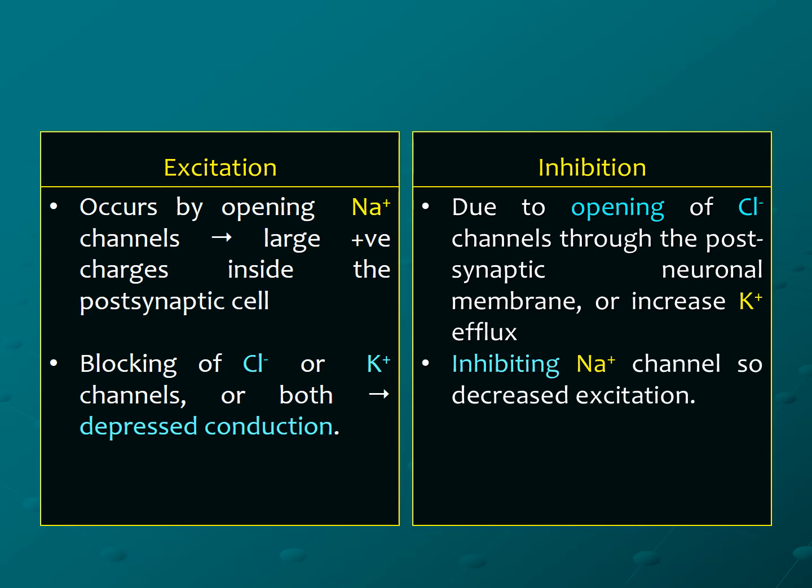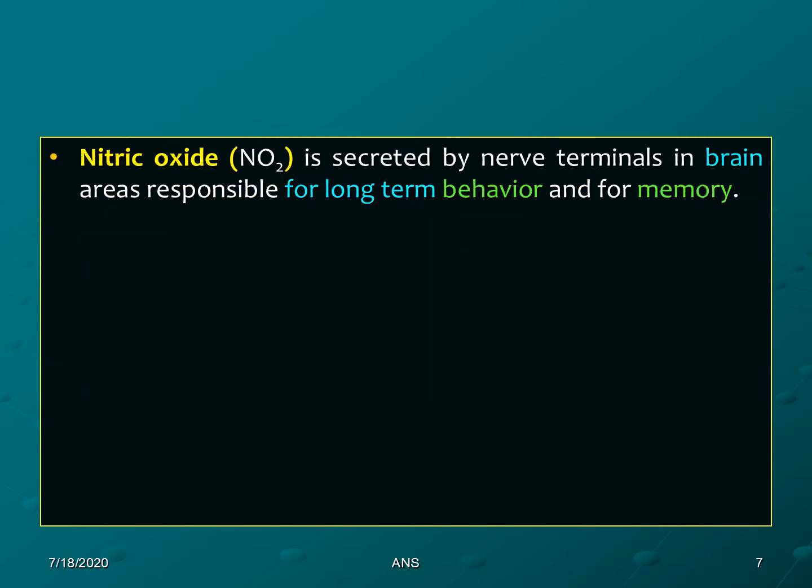Or if we inhibit the excitation, so if we inhibit the sodium channel, obviously this inhibition of excitation will be seen as the inhibitory effect. So there is decreased excitation, meaning inhibitory effect. Another very important chemical, acting on various sites on the smooth muscle, etc., but on the neural side also, is nitric oxide. It is usually secreted by the nerve terminals in the brain area, which are responsible for long-term behavior and responsible for memory. Nitric oxide plays a very important role there.